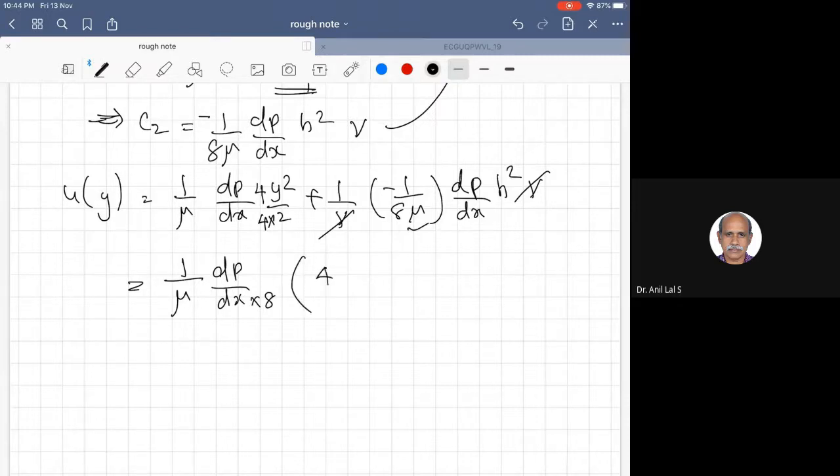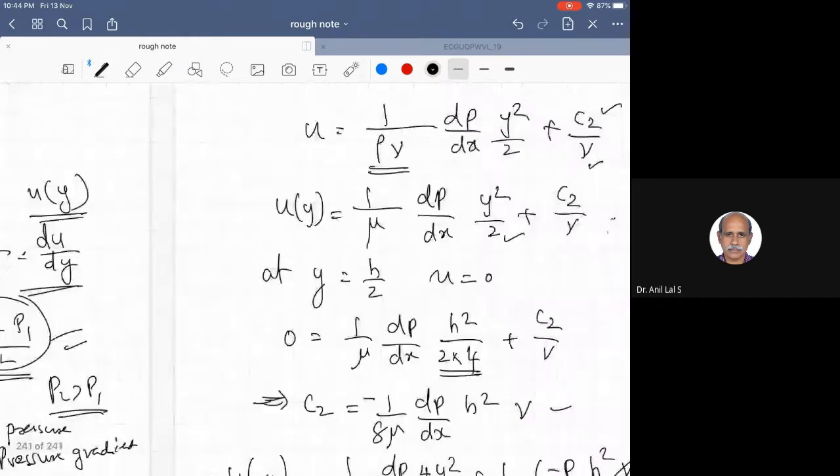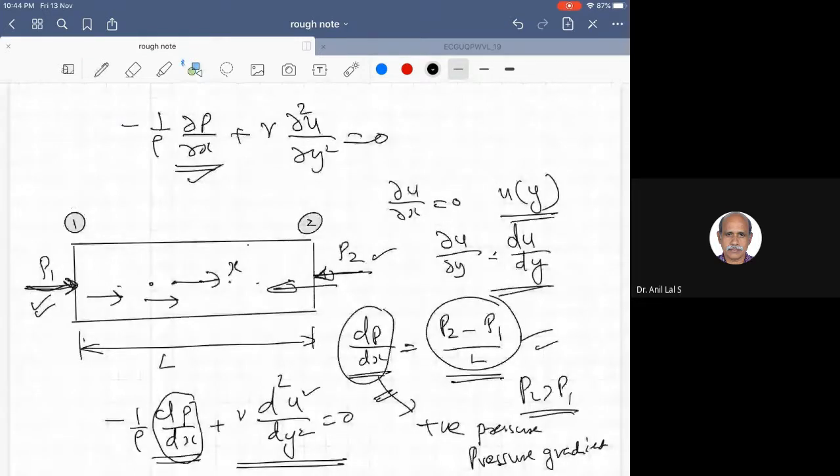Remaining there is a 4y squared over here, minus h squared, with 1 by 8 nu and dp by dx taken outside. This is the velocity distribution. So it is a second degree velocity distribution. That means it is parabolic like this.